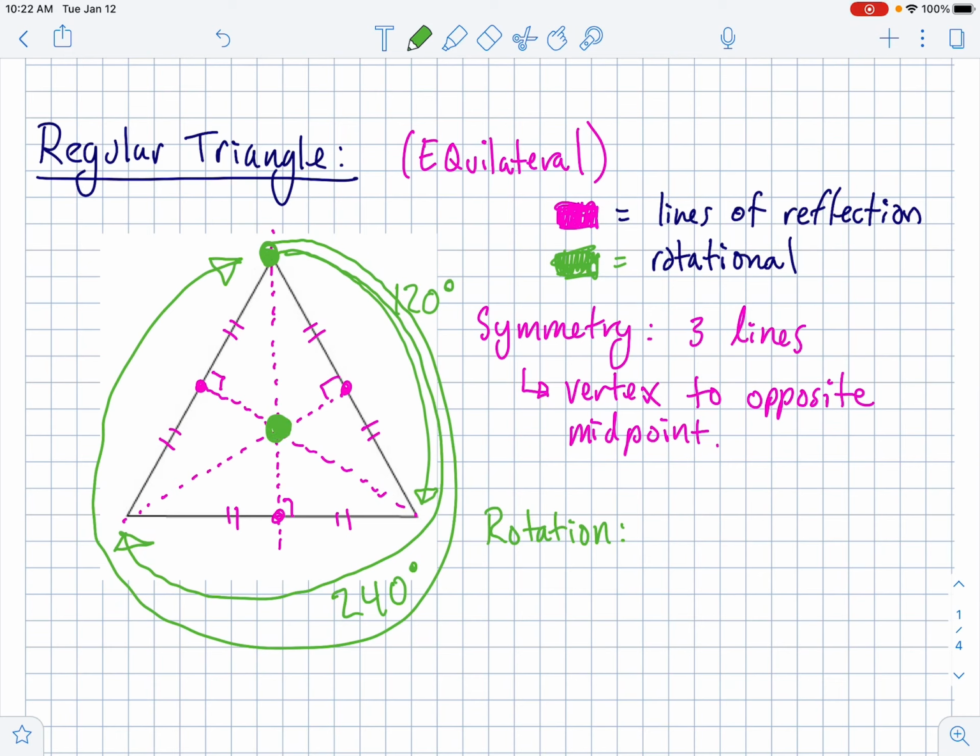So in terms of rotations around this center point, right in the middle where all those lines of reflection cross, if you're rotating about that point, you'll get the same triangle again if you turn it 120 degrees and 240 degrees. So yes, there are rotational symmetries, and they are at 120 degrees and 240 degrees. Once again, the trick to figure out how far that rotated is just to take a full circle and divide by how many sides there are.